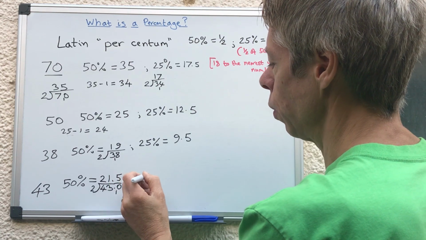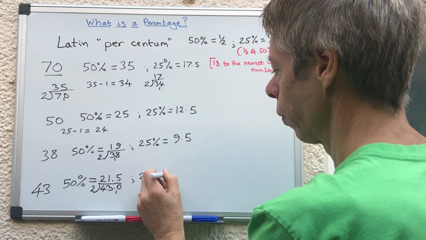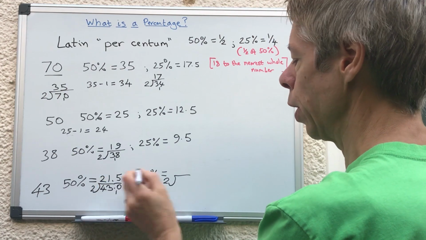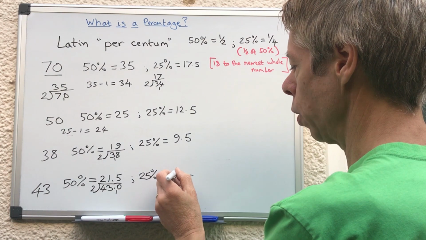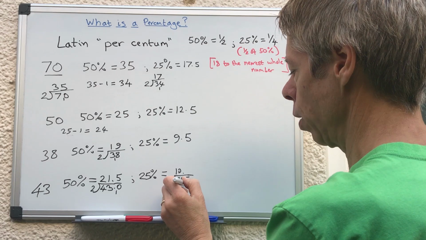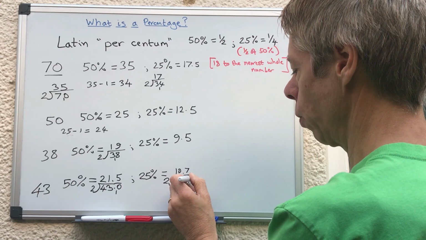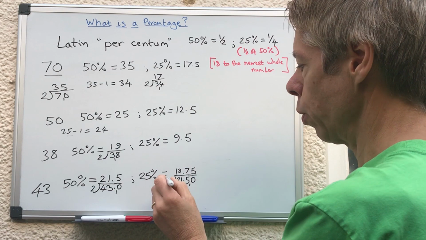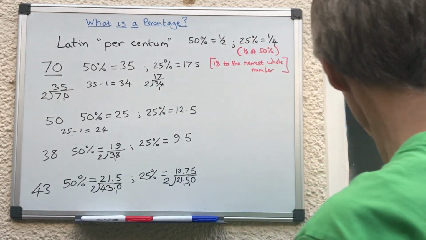So if we want to do 25% of 43, what we can do is half of 21.5. So 2's into 2 is 1, 2's into 1 is 0, remainder 1, 2's into 15 is 7, remainder 1, we need to write another 0 in here. 2's into 10 is 5. So 25% of 43 is 10.75.